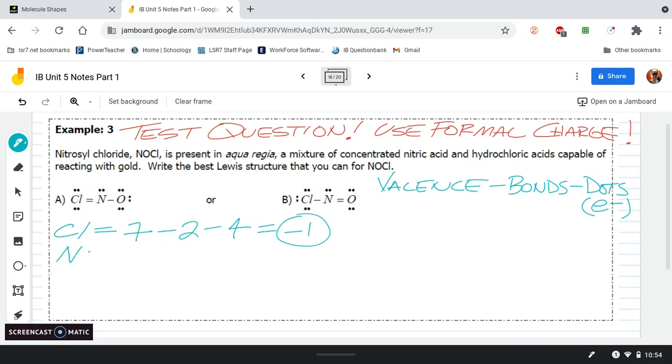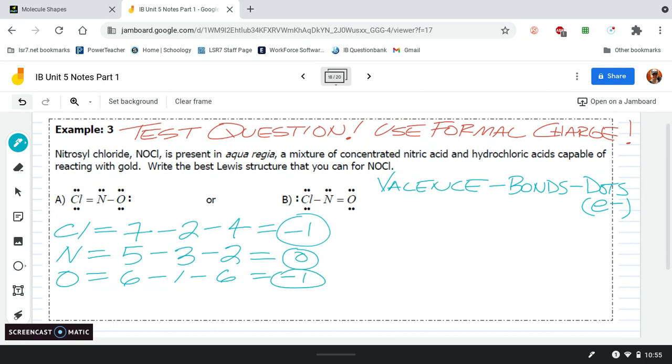The nitrogen, so nitrogen is in column 5A. You can look that up on your periodic table. That's 5 minus, now it has 3 bonds, a double and a single. So minus 3, and then it has 2 dots. So 5 minus 3 minus 2 is 0. And then the oxygen, column 6A, so it's going to be 6 minus, and it only has just a single bond. So minus 1, and it has 6 dots.